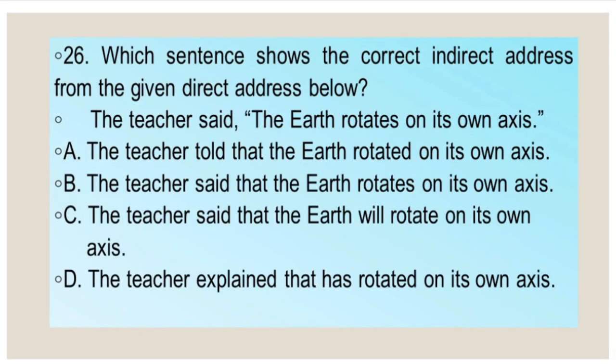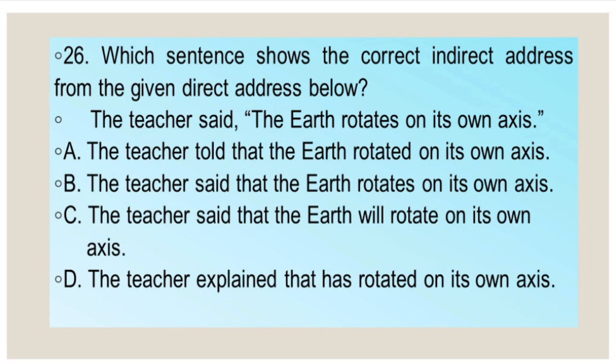Number 26 now. Which sentence shows the correct indirect address from the given direct address below? The teacher said, the earth rotates on its own axis. Let's examine the given sentence. The reporting verb is past. The quoted speech is actually a universal truth or a general truth. So we have already in our mind not to change the tense of rotates. So let's examine the options.